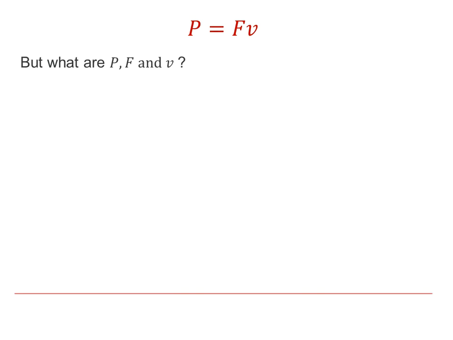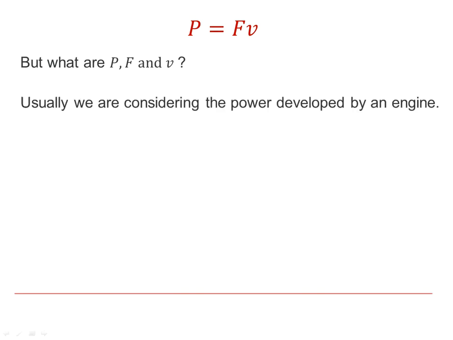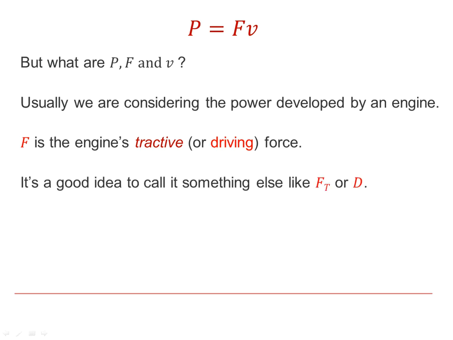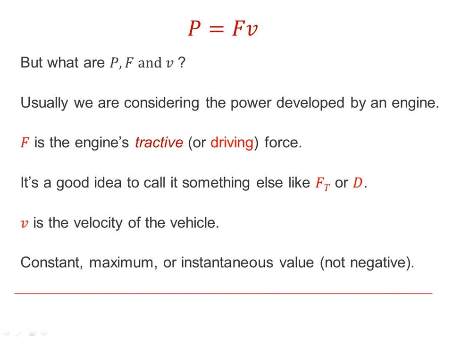Usually, when we are dealing with this equation, we're considering something like a car moving along a road and the power being developed by the car's engine. So F is going to be the engine's tractive or driving force, and we normally use something like Ft or D to describe that, and V is the velocity of the vehicle. Now this is going to be a constant or a maximum or instantaneous value.